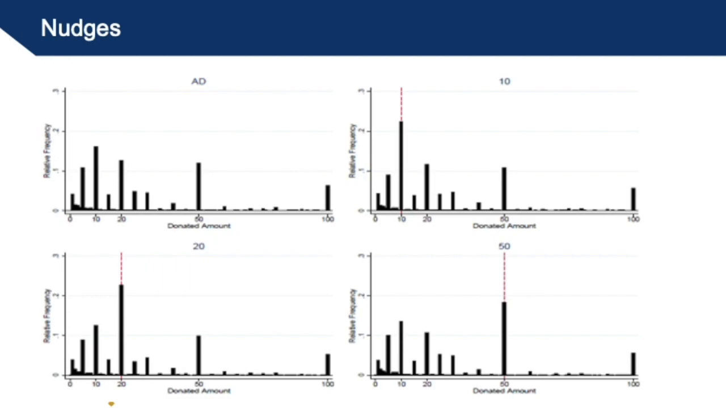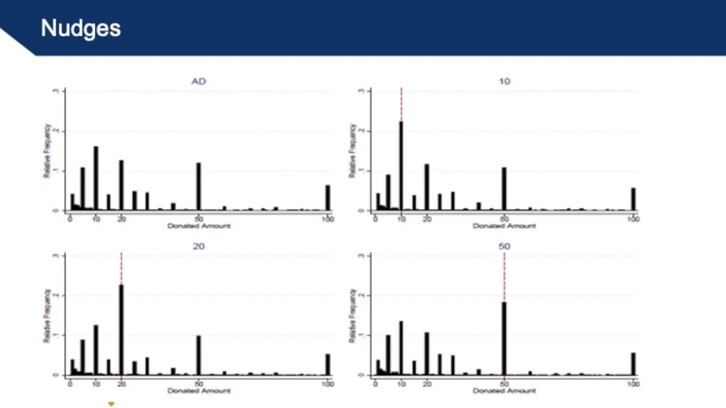So in the baseline, that's top left, there's no amount pre-filled and no default set. You can see a certain distribution of how much people donate. A bunch of people give $5, a bunch give $10, a bunch give $20, some give $50, and a few give $100. If we set a default of $10, then you can see a spike in $10 donations.